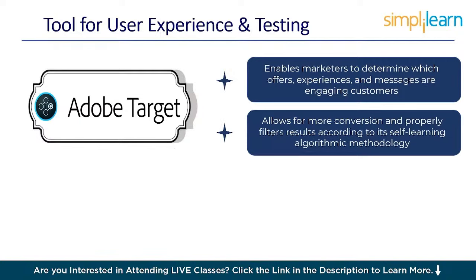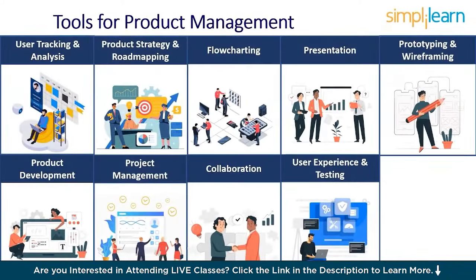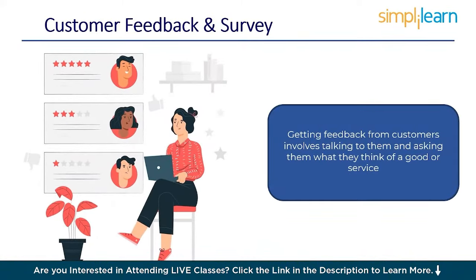Other tools that can be used for user experience and testing are Helio, Hotjar, and UXCam. In the end, the last functionality of product management is customer feedback and survey. Getting feedback from customers involves talking to them and asking them what they think of a good or service. To properly comprehend their behavior and demands, it is crucial to pay attention to their thoughts and feelings. It is crucial for product managers because before you can offer a helpful solution, you must embrace your people and understand the suffering caused by their issues.